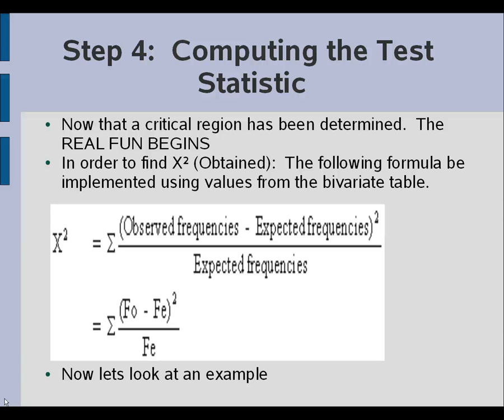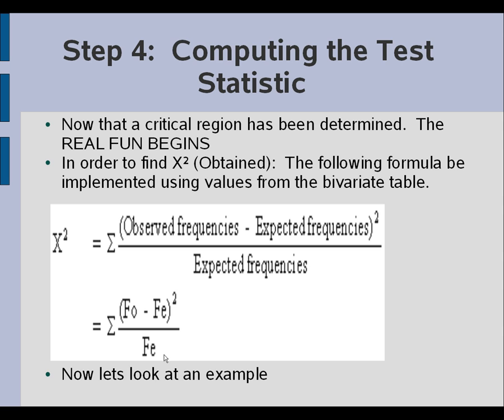Step 4. Computing the test statistic. Now that a critical region has been determined, the real fun begins. In order to find x squared obtained, the following formula must be implemented using the values from the bivariate table. So the formula is the sum of the observed frequencies minus the expected frequencies, squared, over the expected frequencies again.